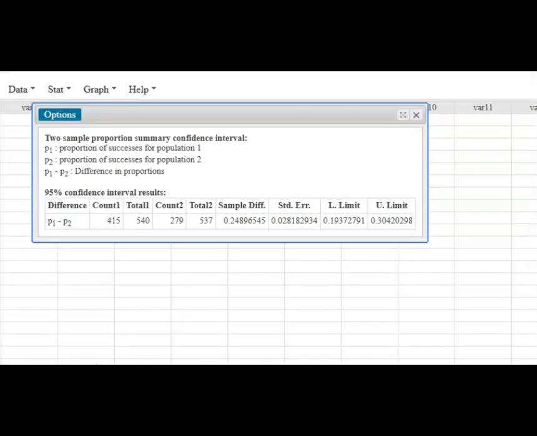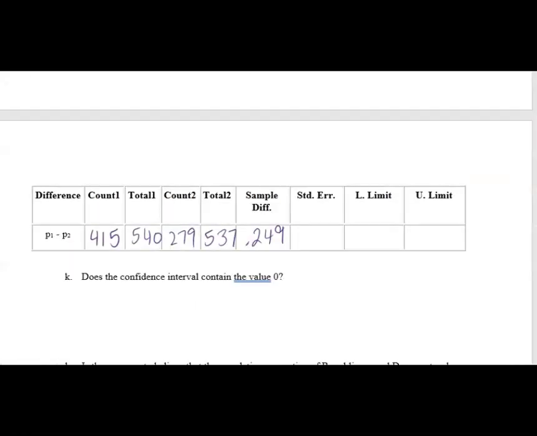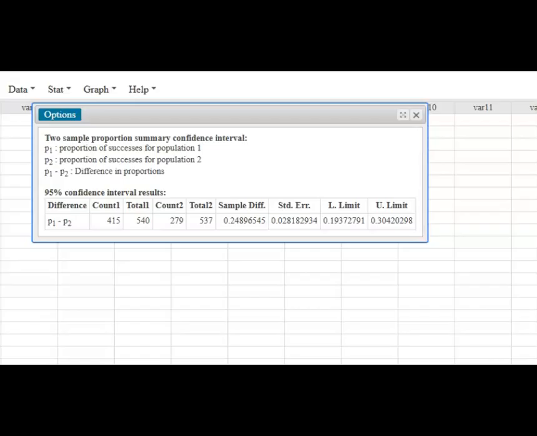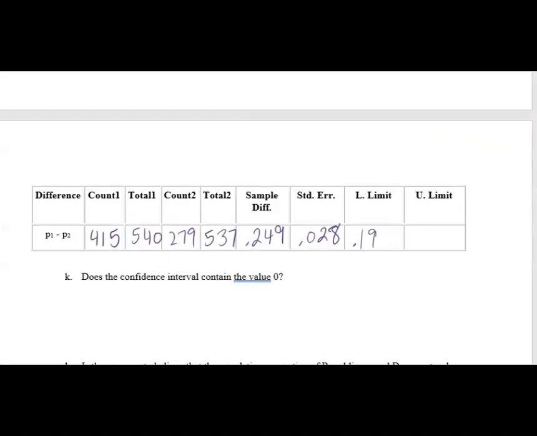Standard error, if we needed it, StatCrunch did that for us. It was 0.02818. So I'm just going to say 0.028. Then the lower limit was 0.1937. I'm just going to say 0.194. And then the upper limit was 0.304. So did the confidence interval contain the value 0? No. Both limits are positive.